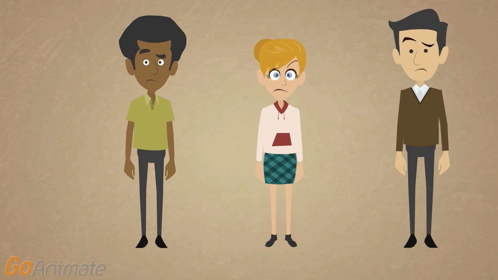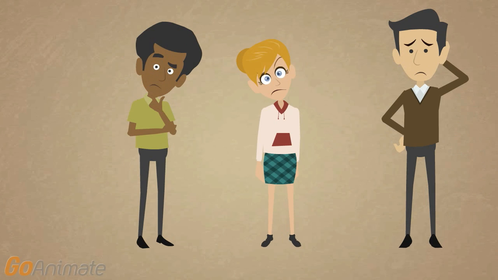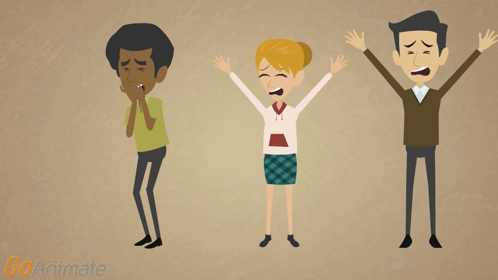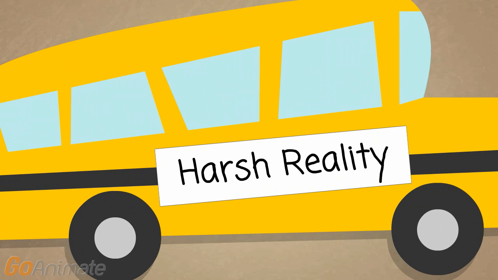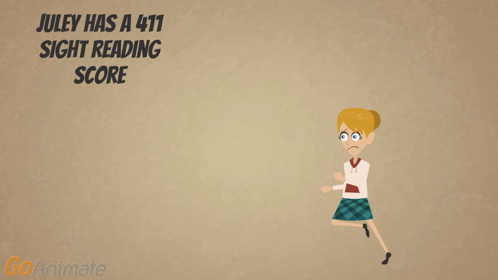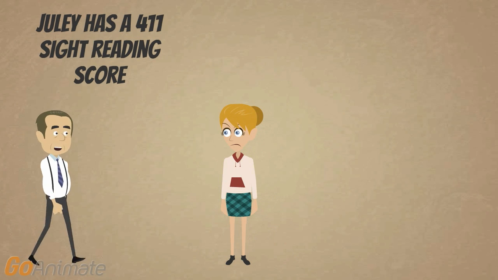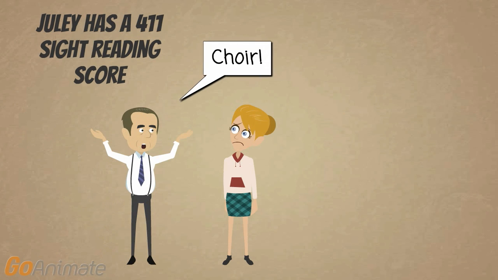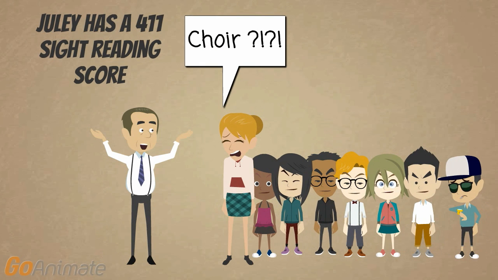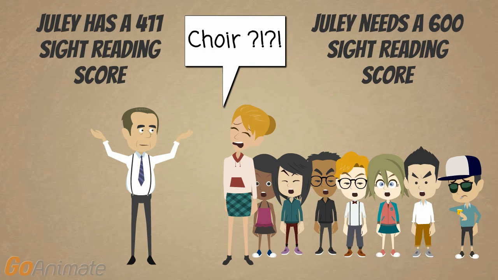They don't know it yet, but in the real world, if they don't improve their ability to read music at the piano, they will be run over by a harsh reality. You see, Julie's current sight reading score is a 411. Unaware that her future teaching job will also require her to accompany the choir, Julie will need to be able to read at a 600 or higher.